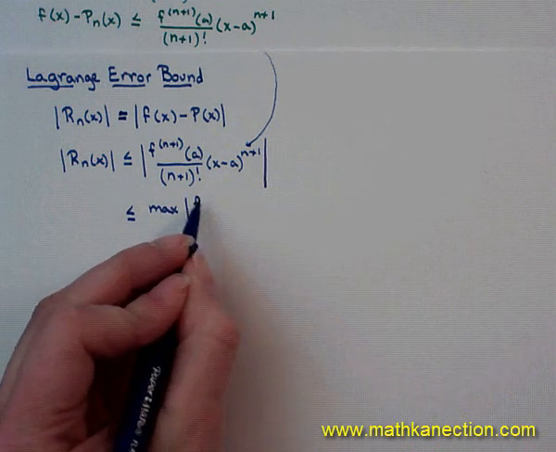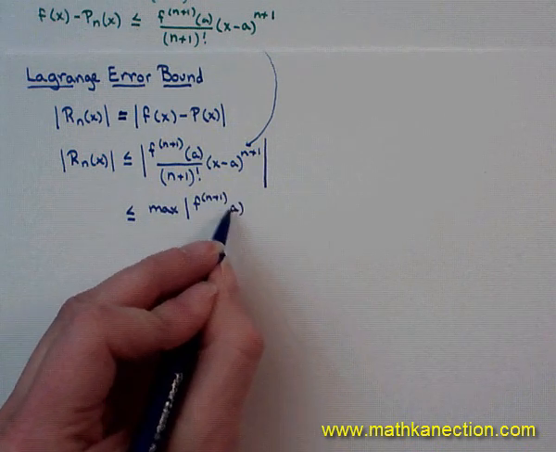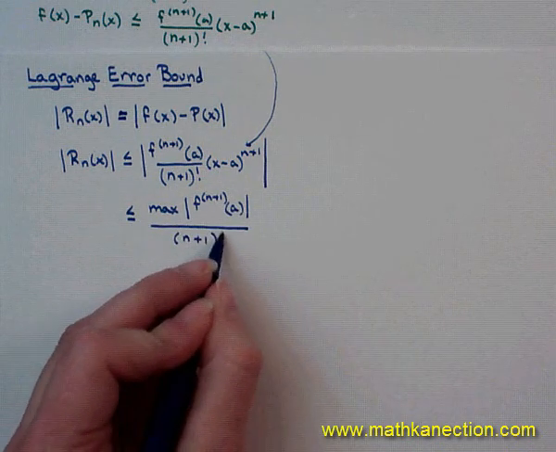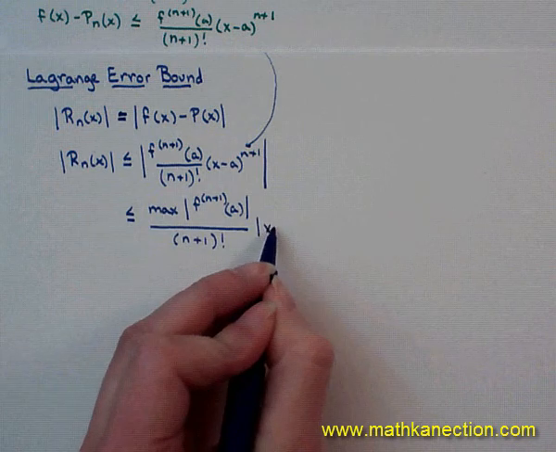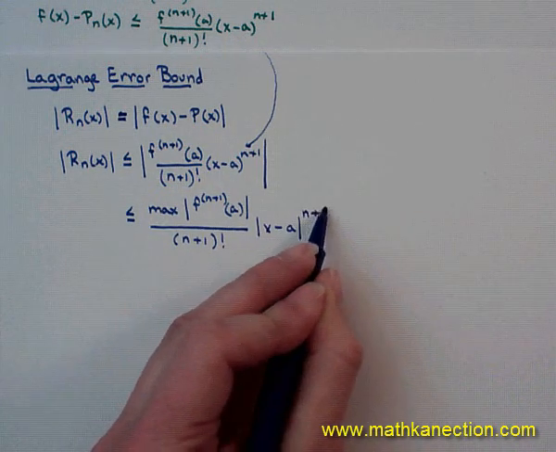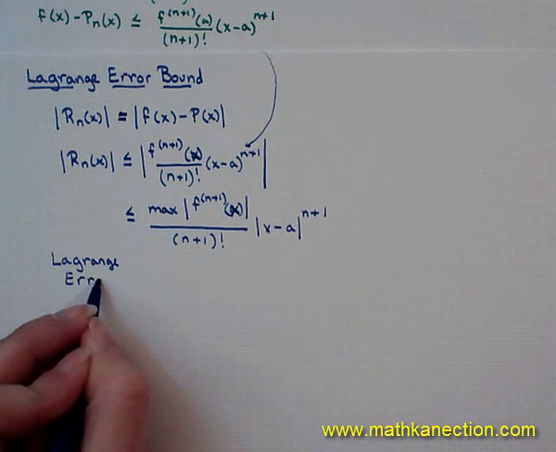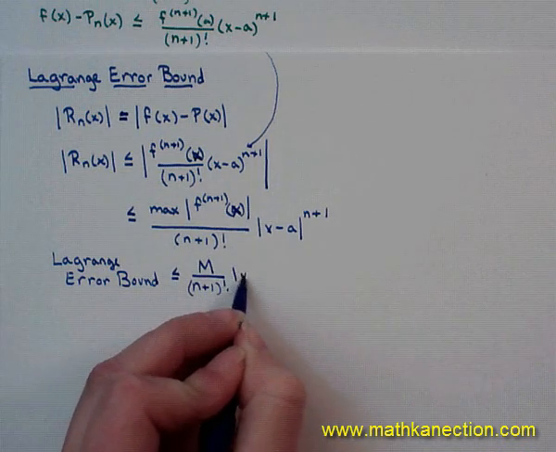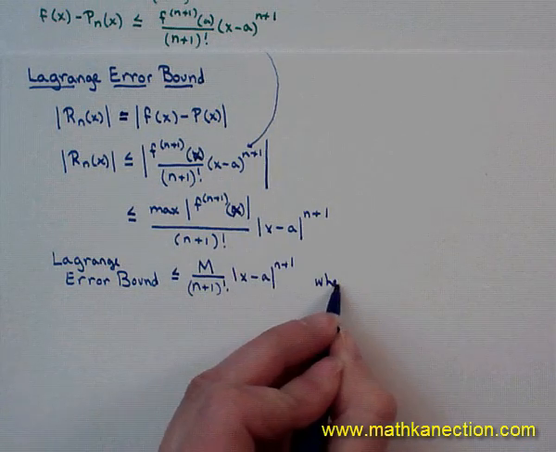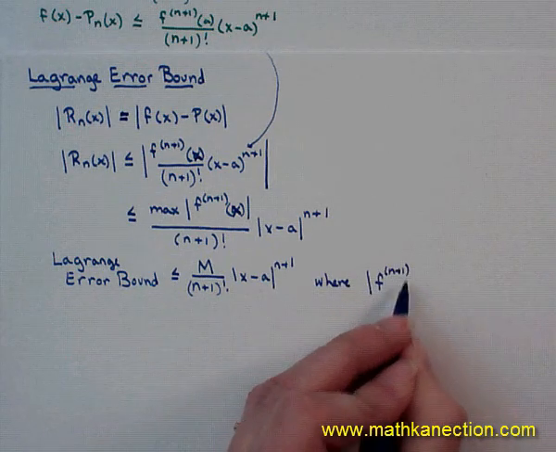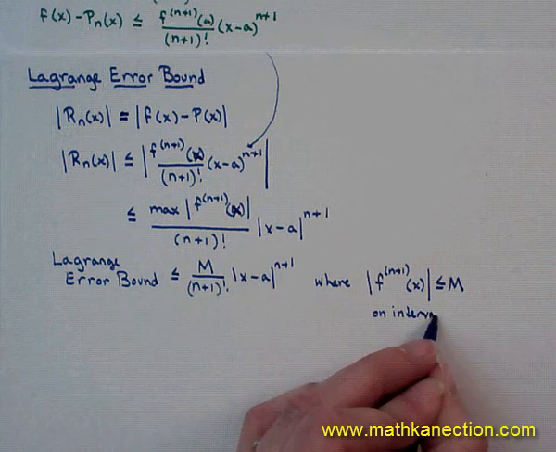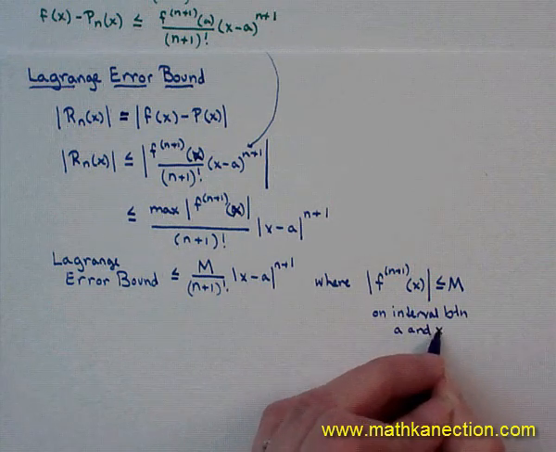So the maximum of the absolute value of the n plus 1 derivative at some value of x over n plus 1 factorial, multiplied by the absolute value of x minus a to the n plus 1. So the Lagrange error bound is described as being less than or equal to M over n plus 1 factorial times x minus a to the n plus 1, where the absolute value of the n plus 1 derivative of x is less than or equal to M, which is the maximum.